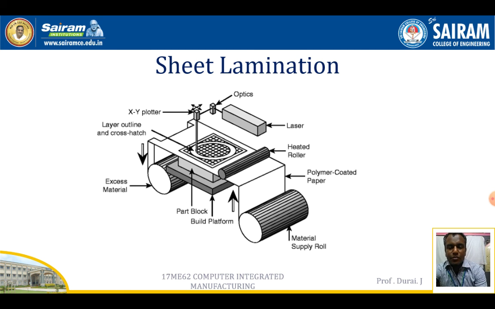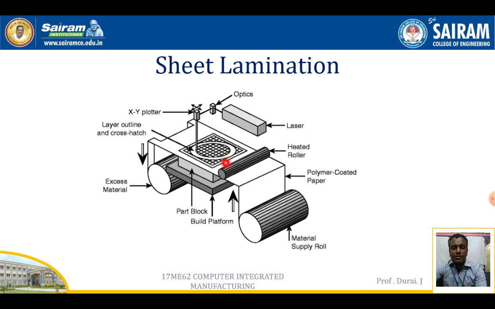material, the sheet, comes from the spool, and it is placed on the build material. In the build material, it is bonded together either with the help of adhesive material, or by ultrasound, or by the welding method in the case of metals. Okay, so this sheet lamination process has two variants. One is the laminated object manufacturing process, and the next one is the ultrasonic additive manufacturing process.